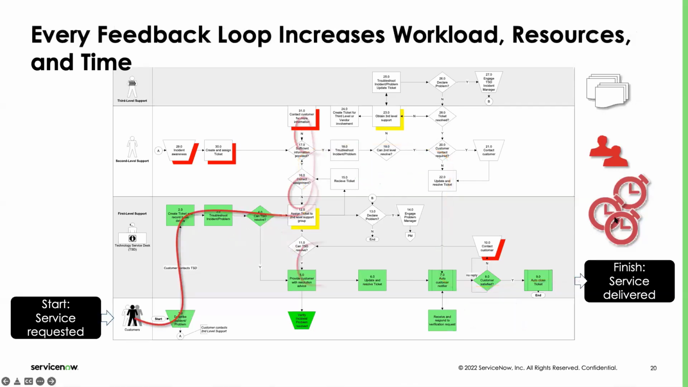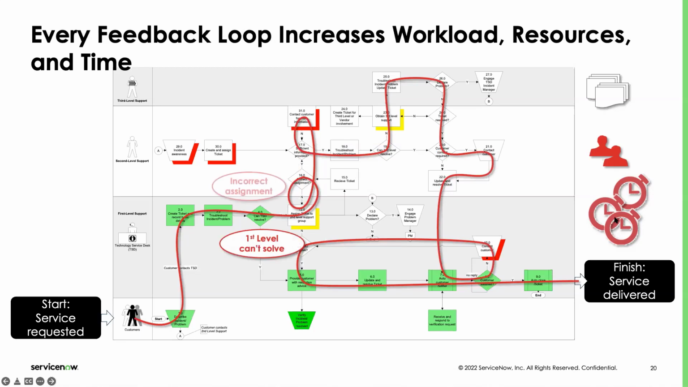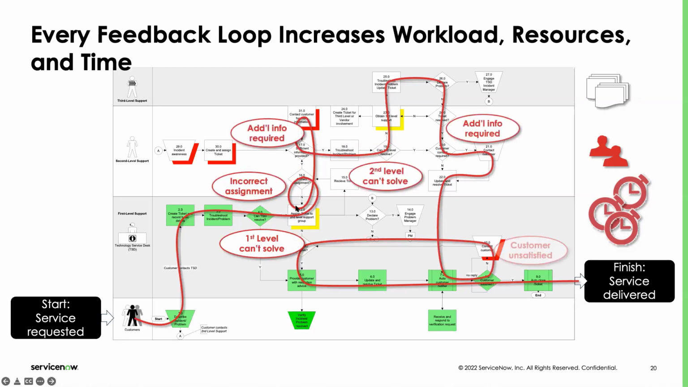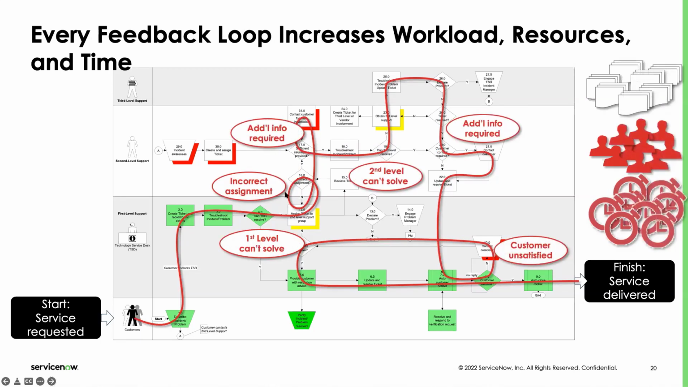And then there's the process you don't want, right? The use case you don't want, first level can't solve. Let's assign that to second level. Oops, wrong assignment. Let's reassign that. Oops, the second level needs additional information, so it needs to contact the customer. It turns out we can't solve that. We need to get third level support involved. Need some additional information. Oops, that's not what the customer wanted. This time first level can solve. And there's my resolution.